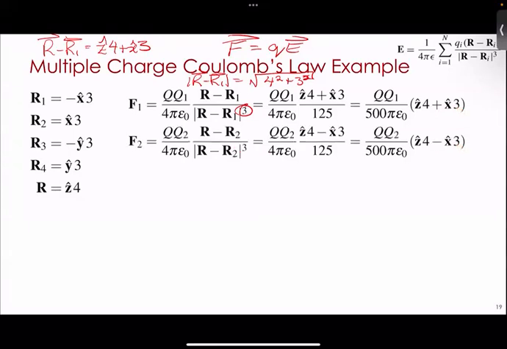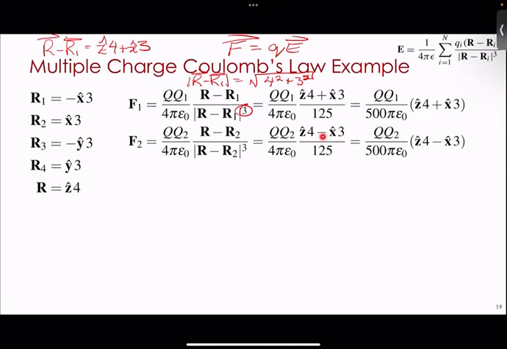All right, next one. What changes? Well, Q doesn't change. Q2 is actually the same as well. 4 pi epsilon naught doesn't change. The only difference is it's R2. R2 was the opposite sign to R1. So when we do R, z hat 4 minus R2, x hat 3, now we've got a minus sign here.